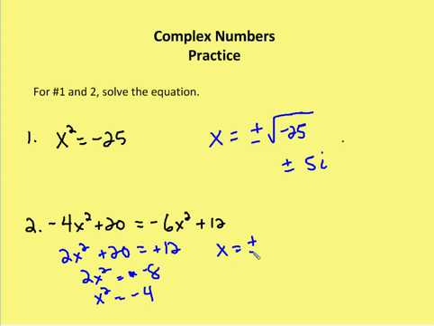I have x is equal to, remember, plus or minus the square root of negative 4, which is the same as x is equal to plus or minus the square root of 4 times i, and that's equal to plus or minus 2i.